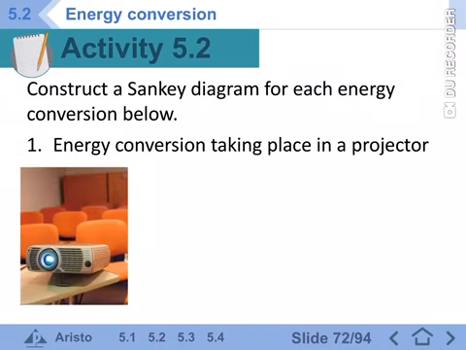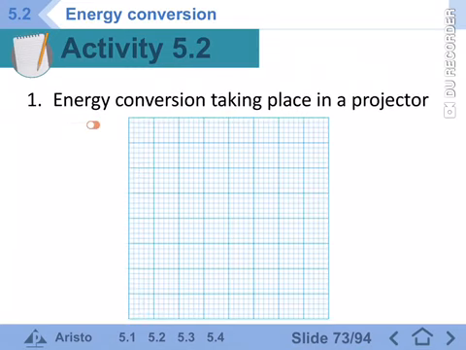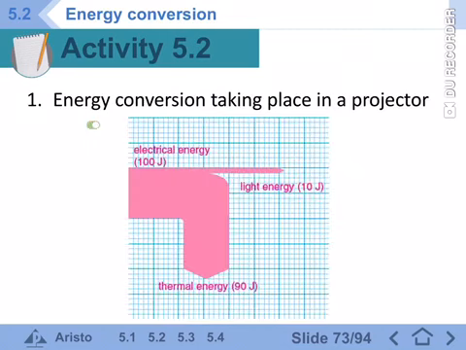Okay, so in here, if you flip to the next page, you will see the projector. The input is 100 again, and the light is 10, and the other 90 joules would be the thermal energy. So how would you draw that? It will be the same as the diagram you have done on the last page, as you have seen in the demonstration. Each square represents 10 joules. That's why the output of the light energy is only 1 square wide. The other 9 squares would be going downward to the thermal energy.